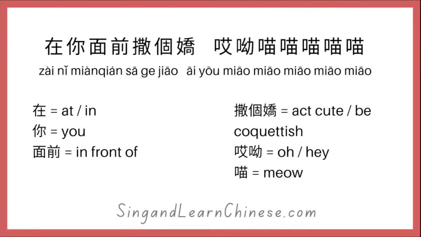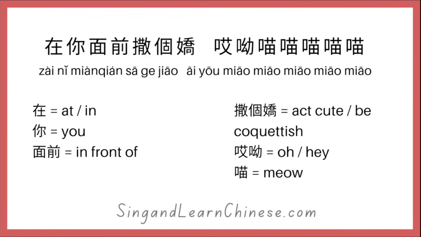And then 在你面前, in front of you. 在 is at or in. 你 is you. 面前 is in front of. And then 撒娇. Okay, so 撒娇 is an interesting concept that doesn't translate to English. The official dictionary translation is act cute or be coquettish, which, sort of. Okay, it's close enough. But 撒娇 is kind of like what girlfriends will do to boyfriends, act cute in order to get attention, or little kids will do to their parents when they act really adorable on purpose. That's 撒娇.